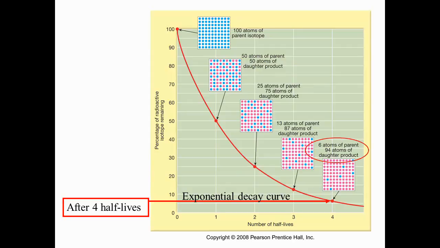After 3 half-lives, or after 4 half-lives, we're down to 6 atoms of parent and 94 atoms of daughter. Notice that in each case, when we take the sum of the parent plus the sum of the daughter isotopes in the crystal, we end up with 100 atoms, the same number of atoms we started out with. Okay? Any questions on this?